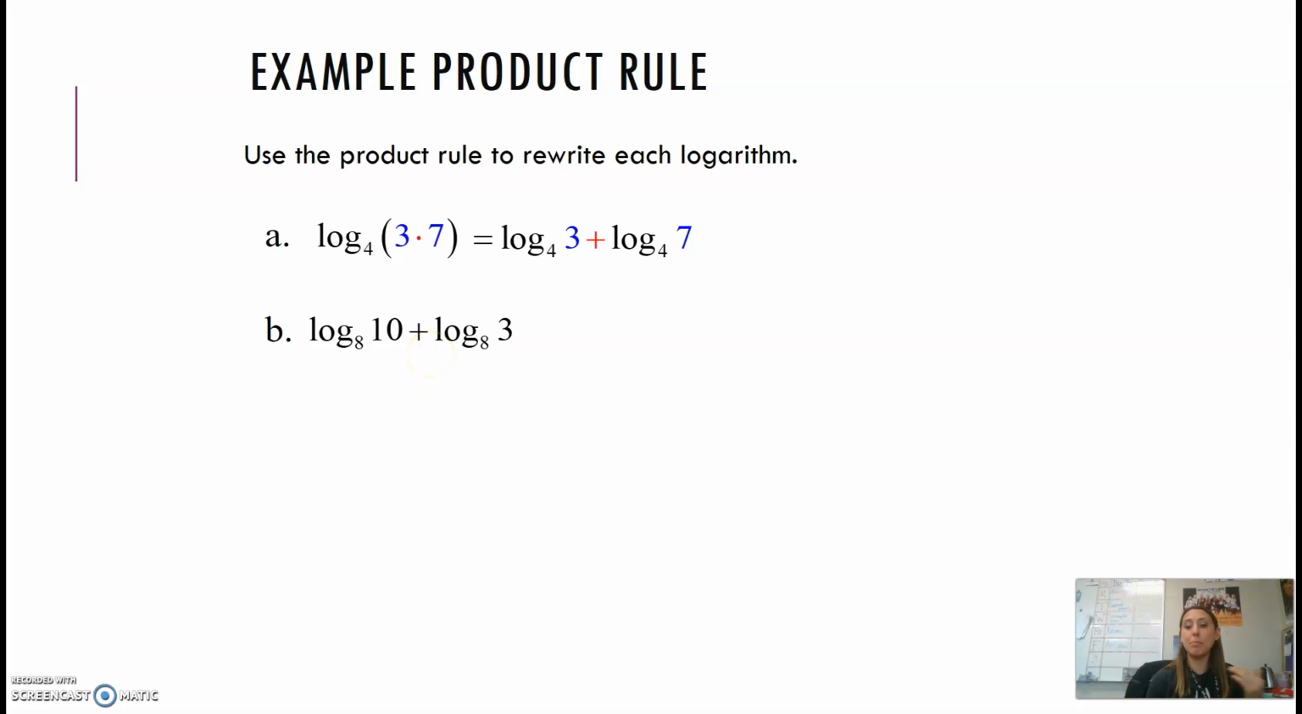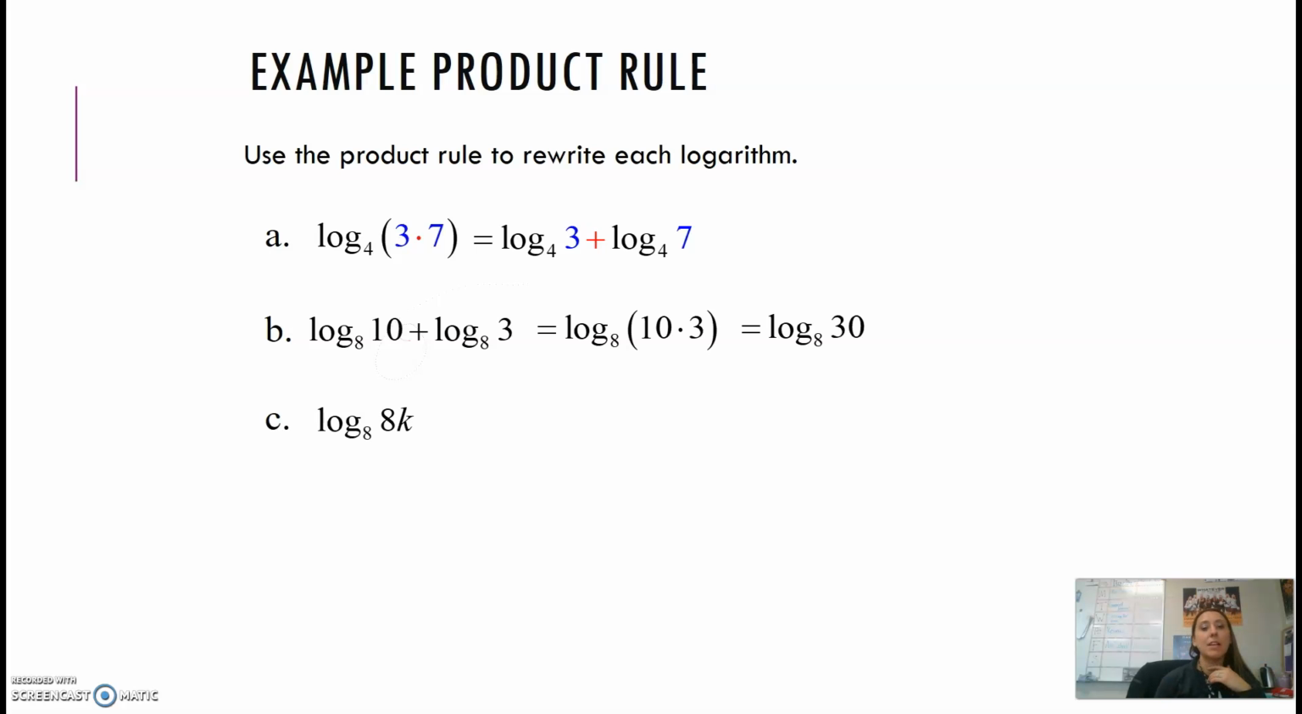So now we are starting with something that's expanded and we're going to condense it. So we're going to work our way backwards. So I'm going to first do log base 8 of 10, and then this addition tells me that I'm going to have multiplication of 3. So now I have log base 8 of 10 times 3, which can be rewritten as log base 8 of 30 because we actually want to do the operation. This can be done with variables, this can be done with numbers. It doesn't really matter, but this is the rule.